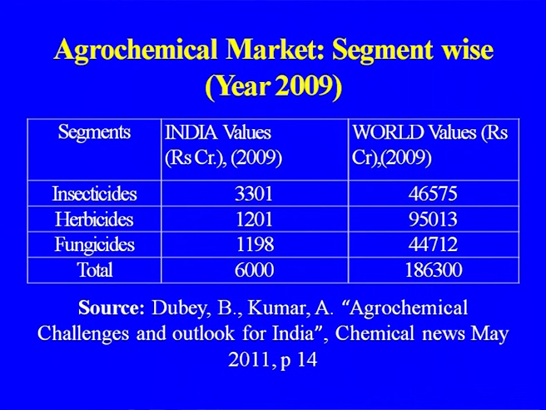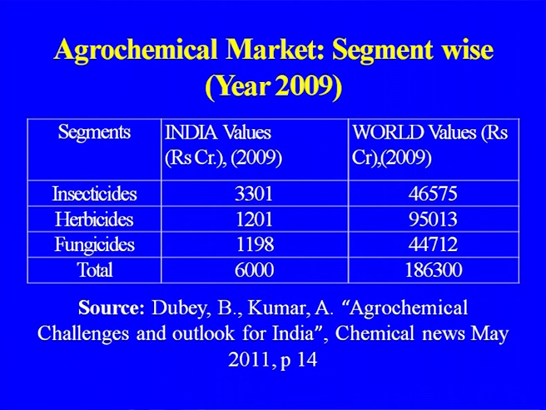So this is the agrochemical market segment-wise: insecticide, herbicide, fungicide. These are the three major categories of pesticide that we are using. India's values are in terms of rupees crore and the world values are given too. You can see the percentage is much less of the total average consumption, but still the major share is of the insecticide, then the herbicide and the fungicides.